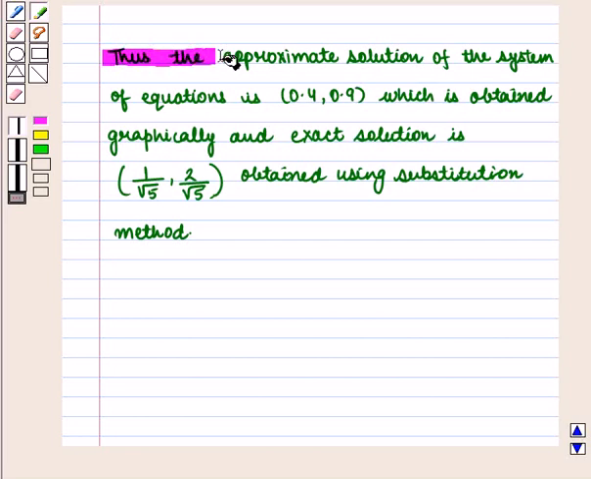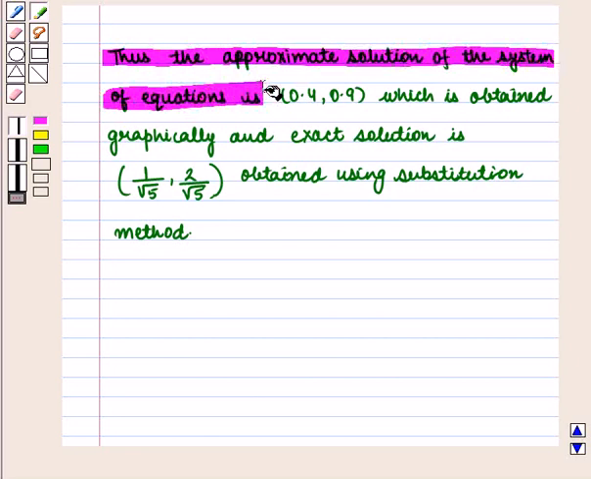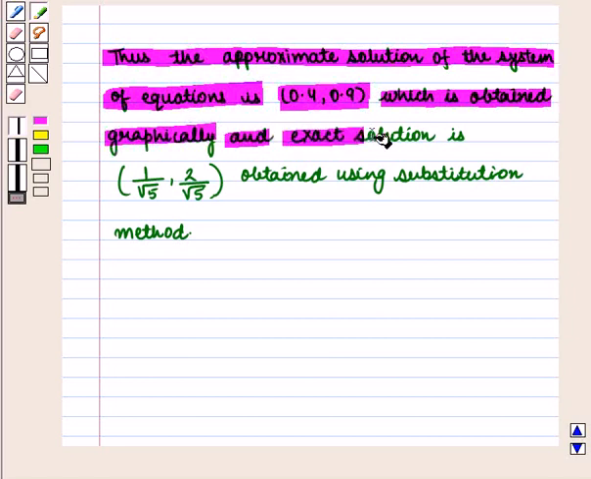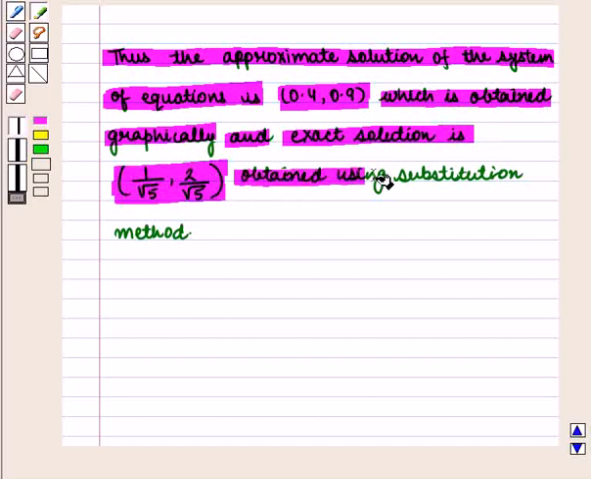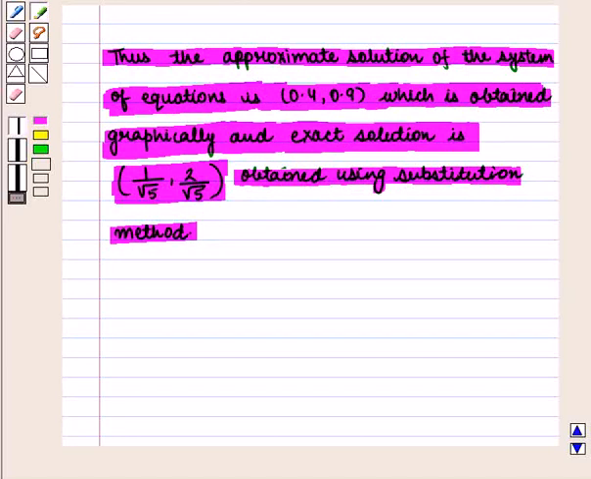Thus we see that the approximate solution of the system of equations is given by the ordered pair 0.4, 0.9, which is obtained graphically, and exact solution is given by the ordered pair 1 upon square root of 5, 2 upon square root of 5, obtained using substitution method. We should note that sometimes we have such non-linear system of equations which cannot be solved algebraically, so we can only find their approximate solutions by graphing.